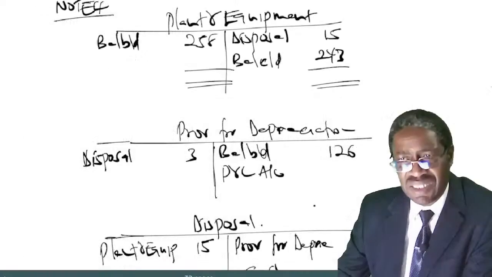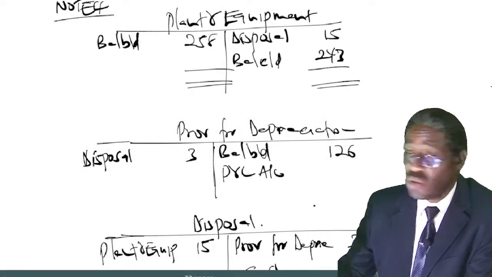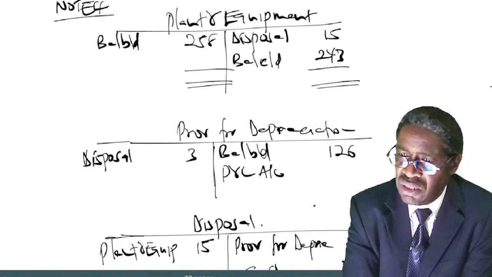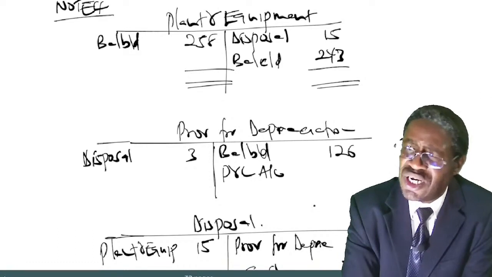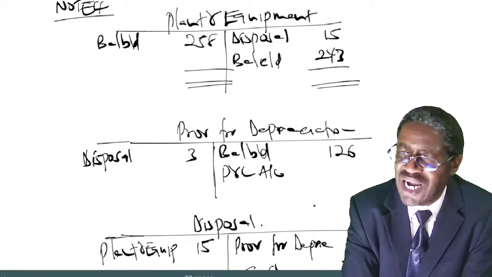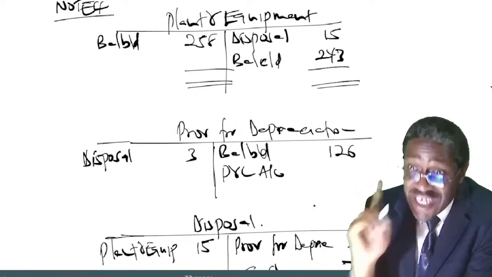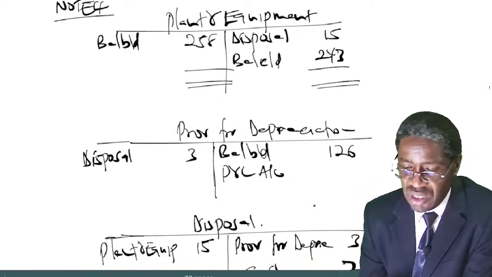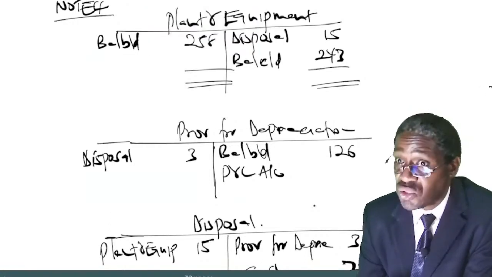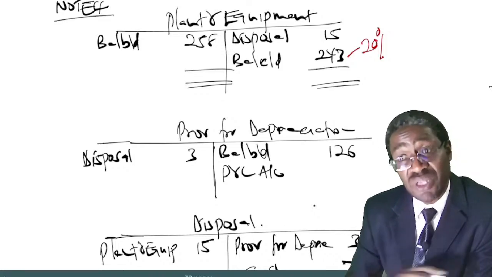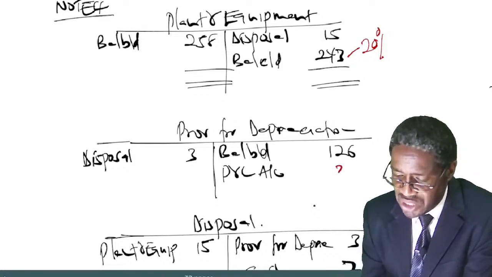Now, listen carefully, because some questions change. If the questioner told us that we are depreciating the assets at 20% on straight line basis, that means 20% on cost, then I can take 20% of that 243 and that becomes the charge for the year here.